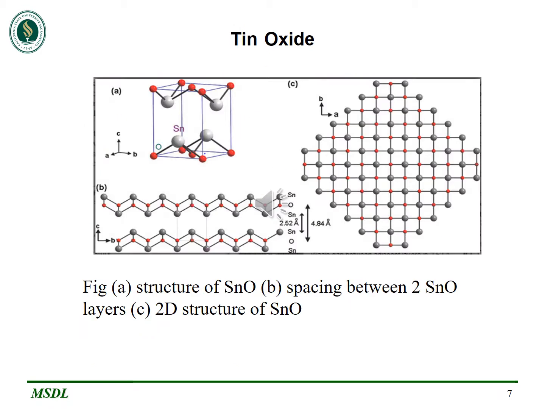The figure here shows the structure of tin oxide. Figure A shows the structure of tin oxide. Figure B shows the interspacing between the two tin oxide layers. If we compare this spacing of tin oxide with other materials, the tin oxide spacing is much lower than the other materials. And figure C shows the 2D structure of tin oxide.